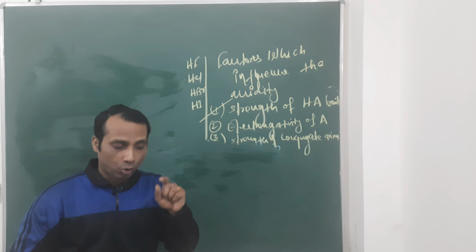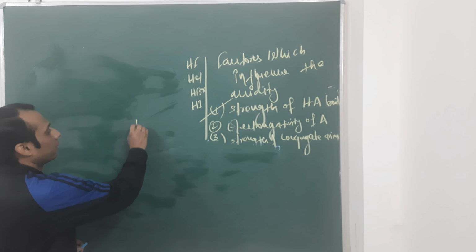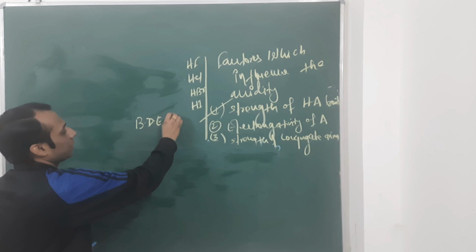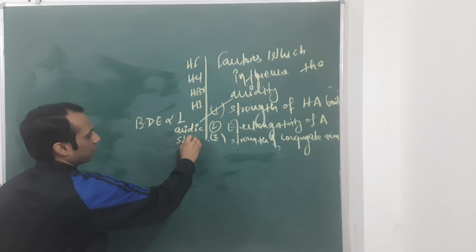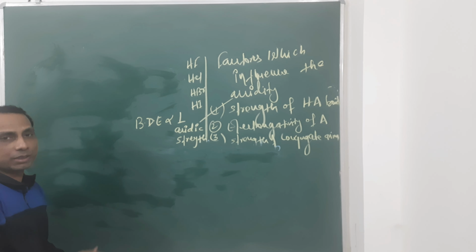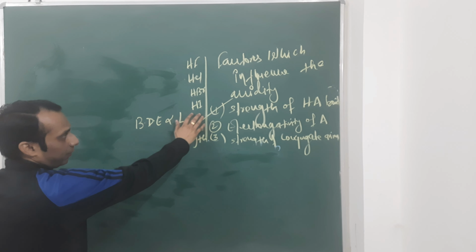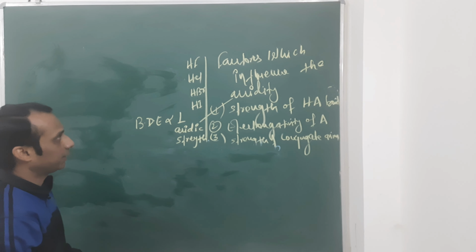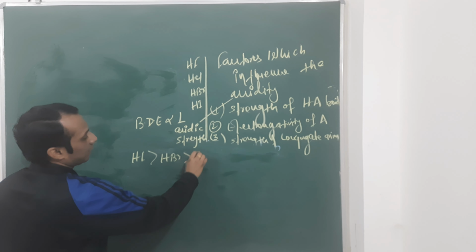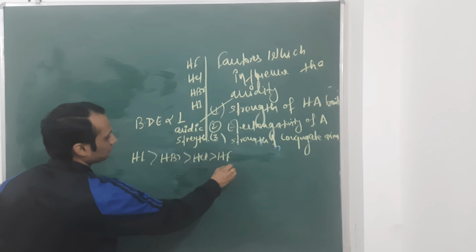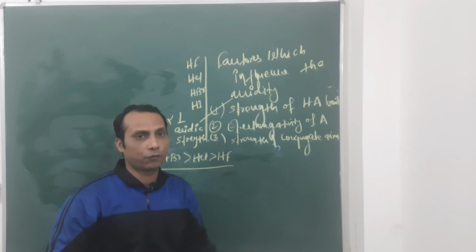The bond dissociation energy of HI is very less, hence acidic strength will be very high, because bond dissociation energy is inversely proportional to acidic strength. So we write: bond dissociation energy is inversely proportional to acidic strength. Therefore HI is a stronger acid than HBr, then HCl, and then HF. Fine? Okay. Now the next point is the electronegativity of A.